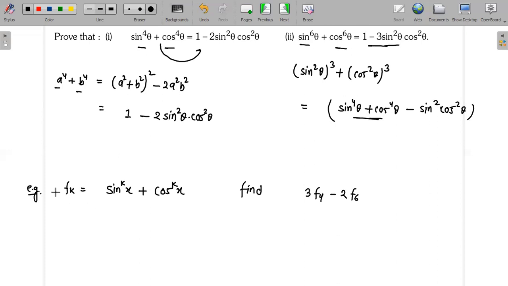A question like this, f k in this format, has been asked in JEE. You need to find 3 times f4 minus 2 times f6, where f4 and f6 are nothing but these relations which we have simplified in terms of sine square theta into cosine square theta. This is one of the reasons why I ask you to remember these results by heart. It will not only save you a lot of time, but it will enhance your calculation.